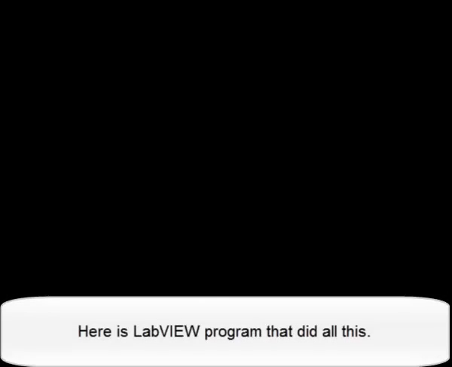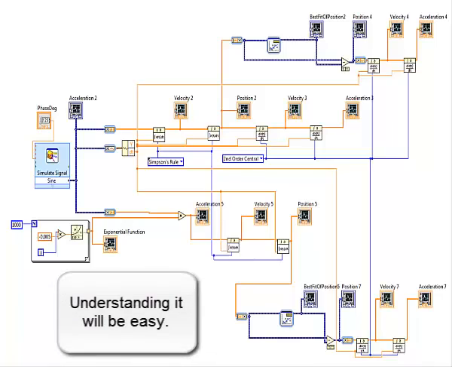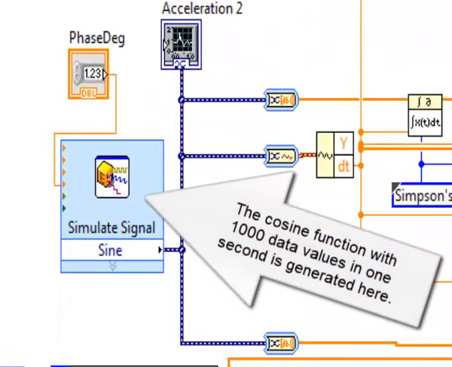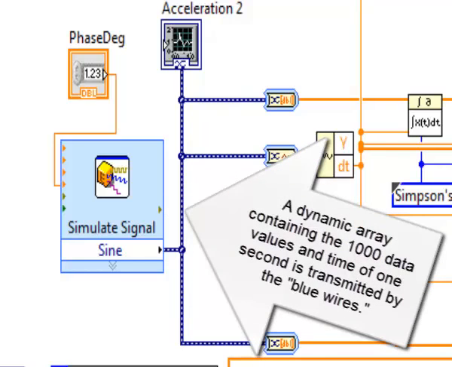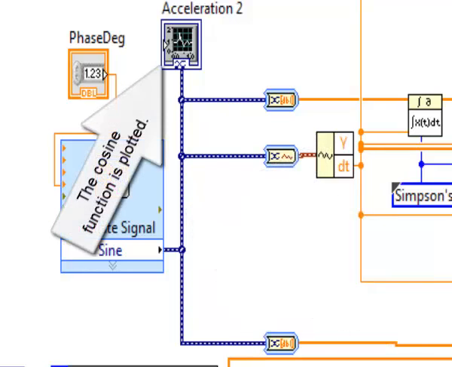Here's the LabVIEW program that did all this. Understanding it will be easy. The cosine function with 1,000 data values in 1 second is generated here. A dynamic array containing 1,000 data values and time of 1 second is transmitted by the blue wires. The cosine function is plotted.